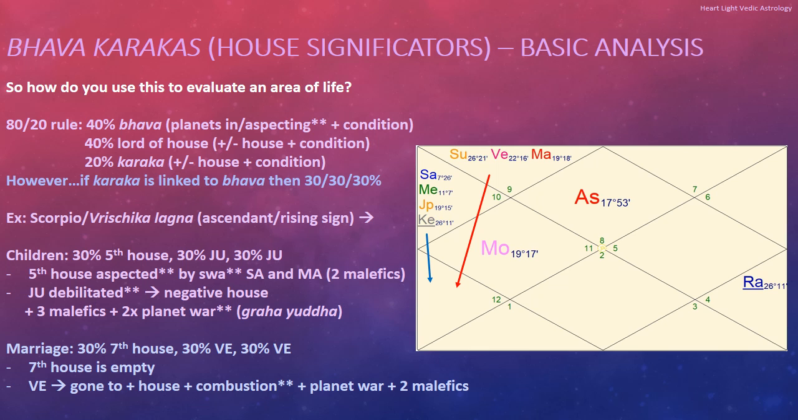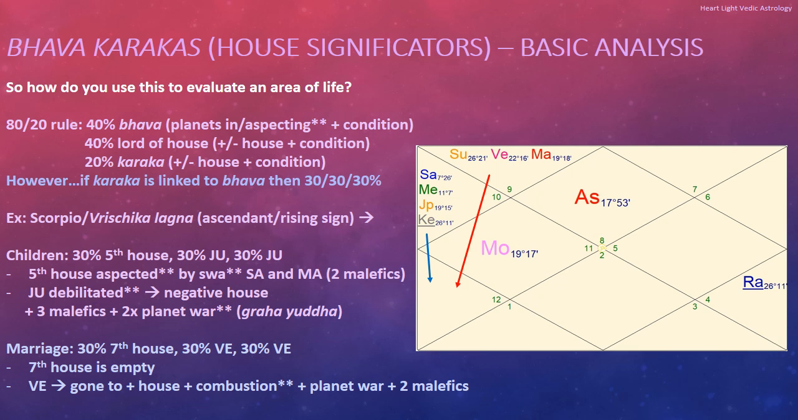So if we look at children first, what do we notice? Well, Jupiter is the Bhava Karaka for the 5th house, but you can see that Jupiter is also the lord of the fifth house here, because Pisces is the sign of the fifth house, and Pisces is ruled by Jupiter. So we're not going to use the 80-20 rule. We're going to use the 30-30-30 rule here, or 33.3 each, it's just more to type. But you get the point. So we're going to use the 30-30-30 rule for this chart for children. So let's look at the house first, 30%. What's going on in the house?